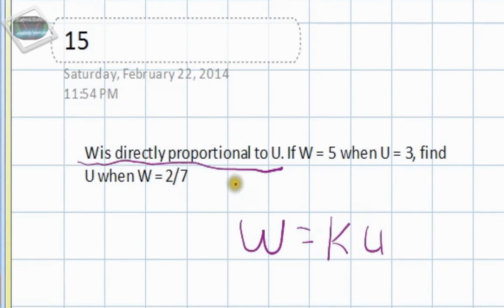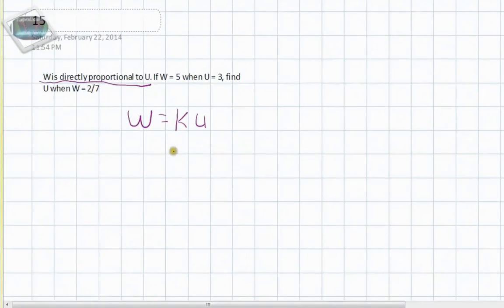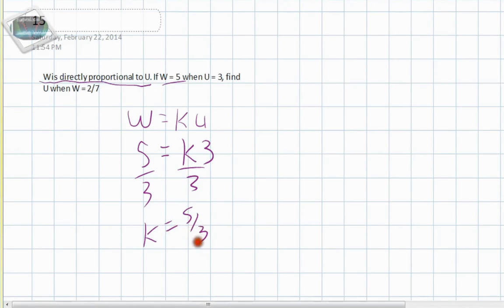Directly proportional to means that they follow each other in the same way. So if W goes up, U should also go up. And they're proportional, so they should go up by the same amount every time. That's why we have a constant K here. They tell us that when W is equal to 5, we still don't know K, but U is equal to 3. So we're just going to solve for K. K is equal to 5/3.